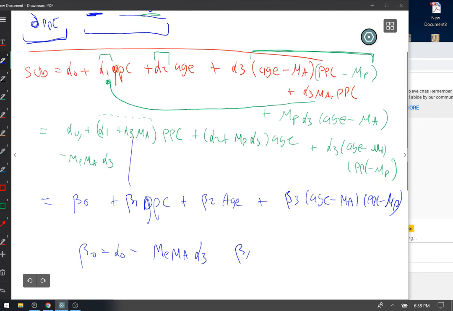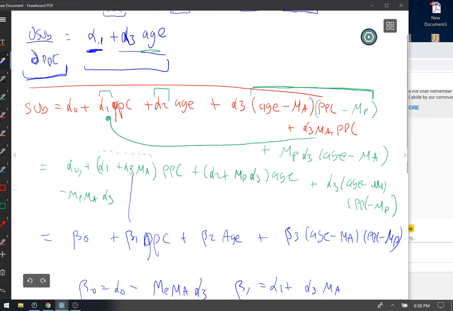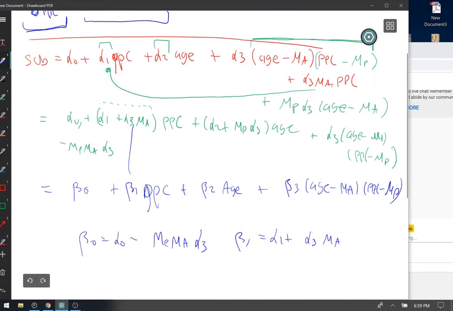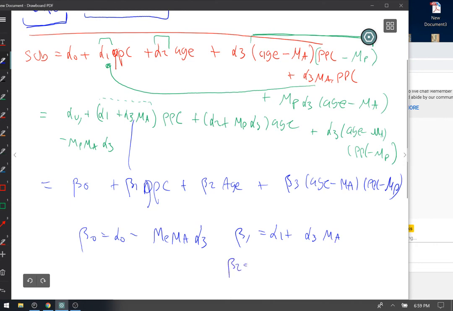B1 is just this coefficient, and you can see that this is just the marginal effect of PPC on subscription at the mean. We know that the marginal effect of PPC on subscription is a function of age. So this here is just evaluating at its mean, and the same for PPC evaluates that at its mean. And again, now the marginal effect of age is going to depend upon PPC, alpha 2 plus mu p alpha 3, and then B3 is just alpha 3.